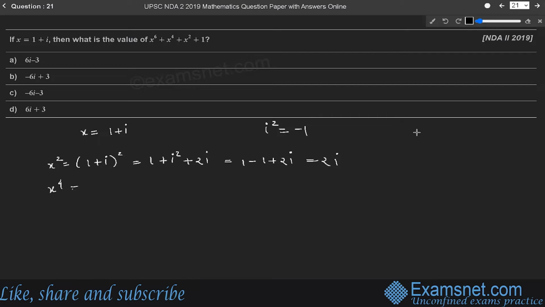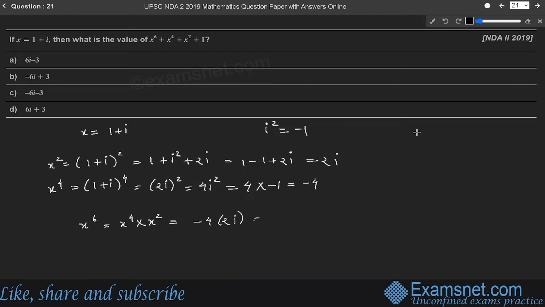x to the power 4 will be (x square) square. So it will be (2i) square, which is equal to 4i square, which gives 4 into minus 1, which is minus 4. And x to the power 6 will be equal to x to the power 4 into x square. So it will be minus 4 into 2i. So it is minus 8i.